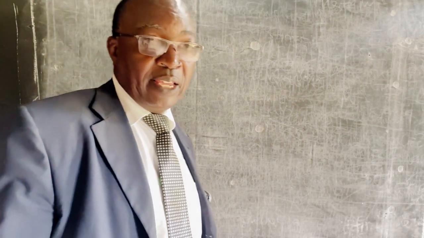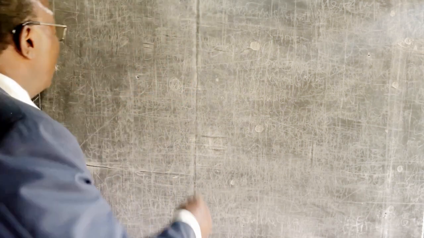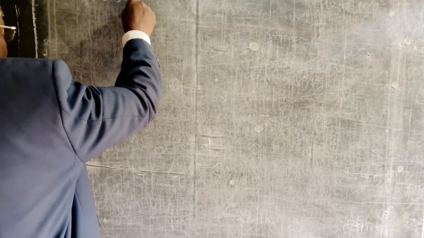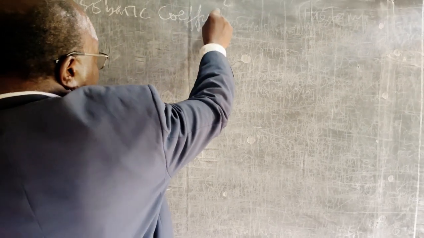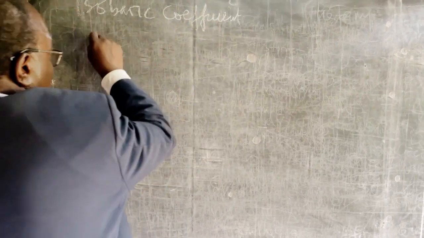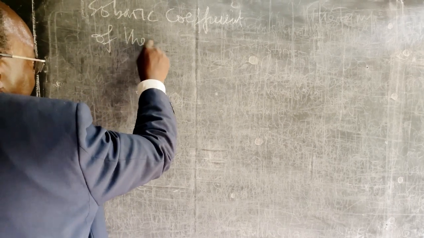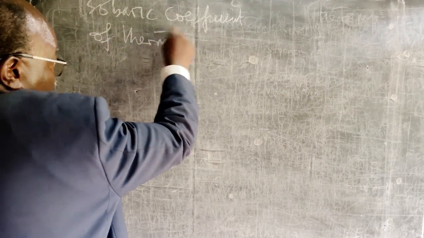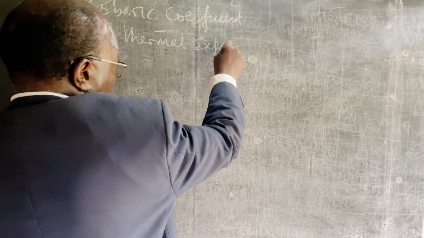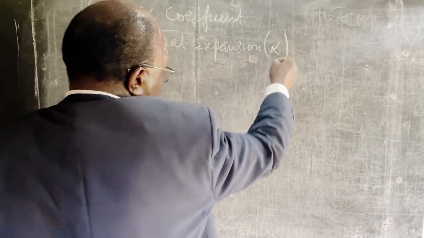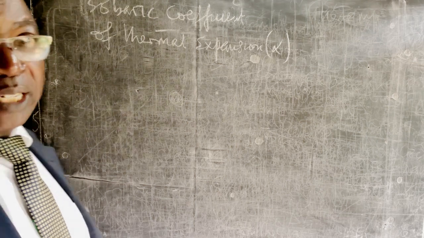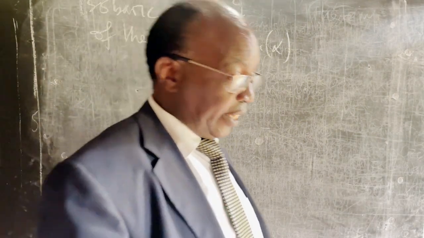This is lecture 6, and we look at the isobaric coefficient of thermal expansion. It's denoted as alpha. It's a very important coefficient in engineering and sciences.